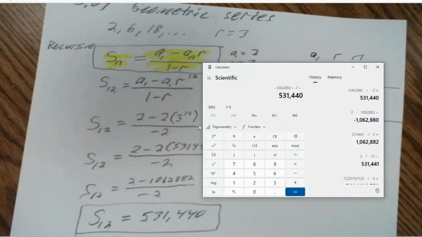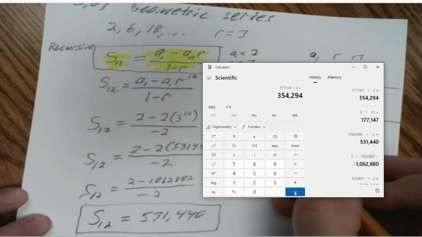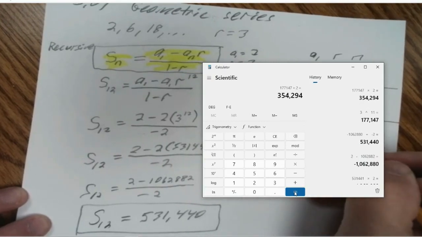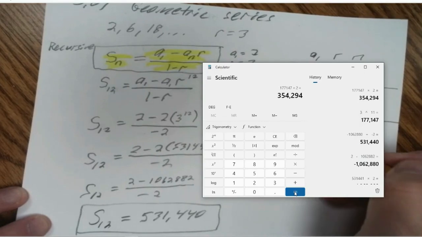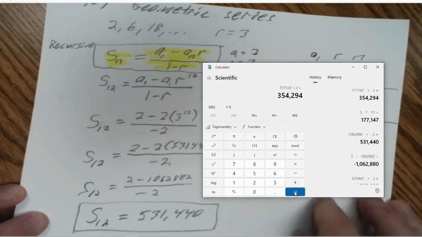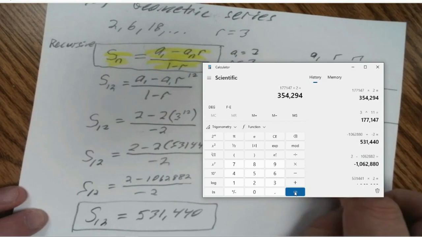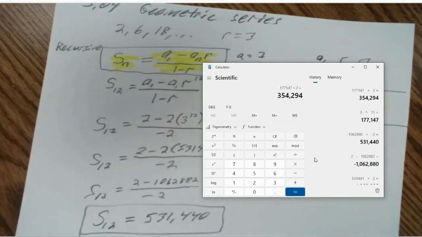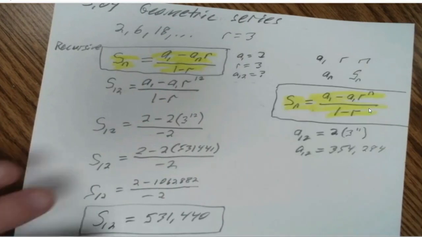So bring our calculator back up. 3 to the 11th power times 2. So A sub 12 equals 354,294. So there's what the 12th term is. So let's use this formula now and try to figure that out. Let me move that calculator out of our way.